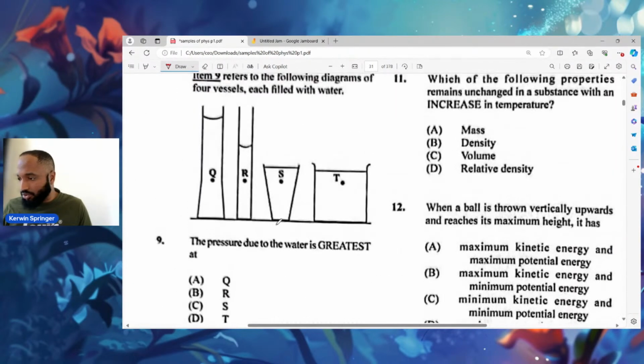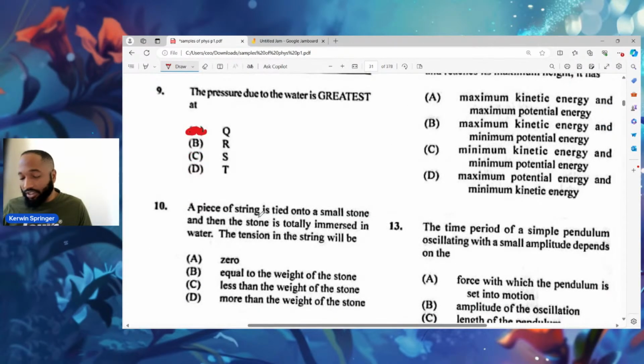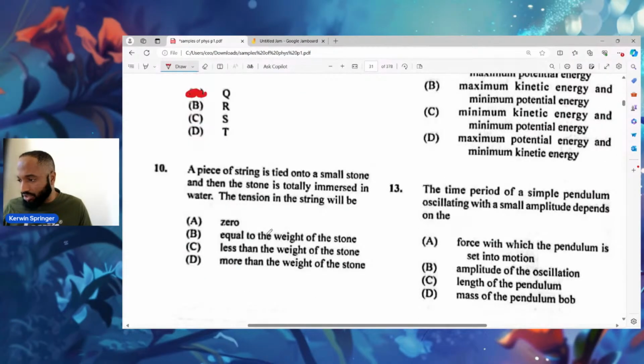The pressure due to the water is greatest in Q. That's the greatest depth. A piece of string is tied onto a small stone and the stone is totally immersed. The tension in the string will be equal to the weight of the stone? No. Less than the weight of the stone.